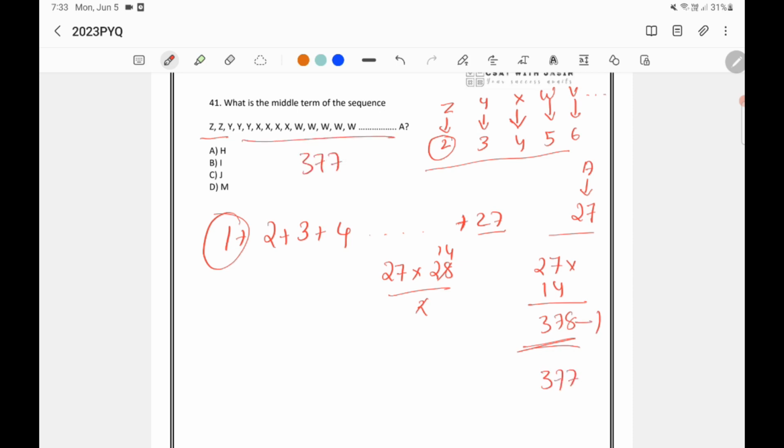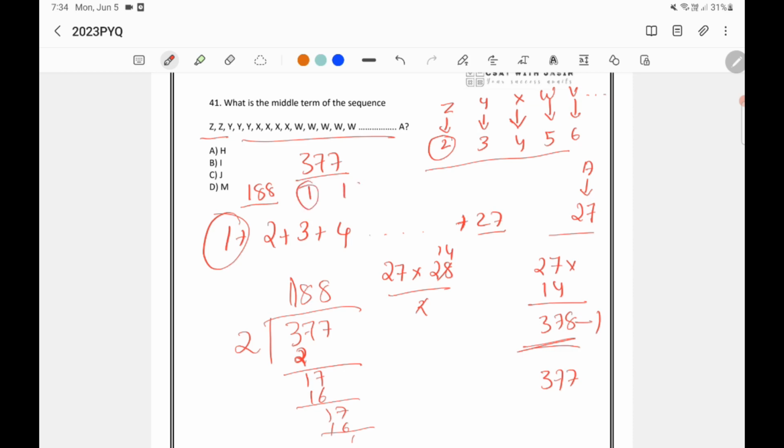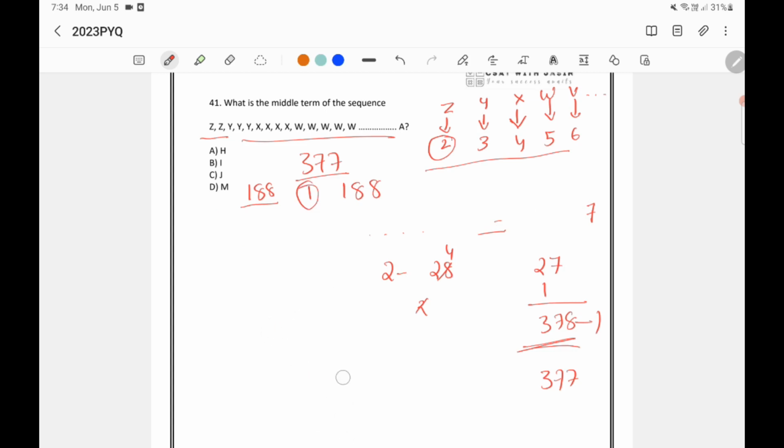Now we need to find the middle term. So I am dividing 377 by 2. If I divide 377 by 2, I will get 188 as quotient. So 2 ones are 2, then you have 17, 8 2s are 16, then 1, 1 7, again 8 2s are 16. So you will get remainder 1. That means here a total of 377 terms are there. So 188 terms will come first, then one middle term will come, then again 188 terms will come. So the total is 188 plus 188 plus 1, which is 377. So this is the total number of terms.